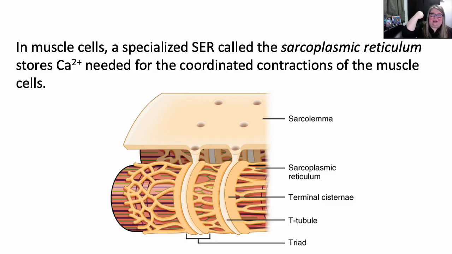Okay, but what if I need to extend my muscle? Well, in order for our muscles to extend, our sarcoplasmic reticulum has to reuptake that calcium that it released. So when it reuptakes it, it's going to allow our muscles to relax and to extend. Okay, so SR is going to release stored calcium, which is going to cause our muscles to contract, and it's going to reuptake it, and the reuptake of calcium 2+ is going to allow them to relax and to extend. So pretty cool. But this type of SER is only found in muscle cells.